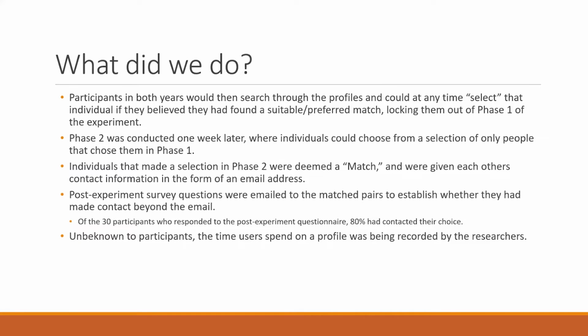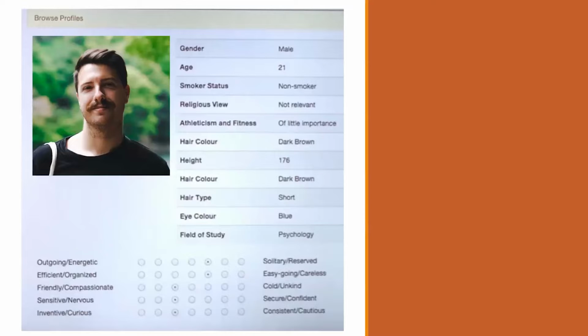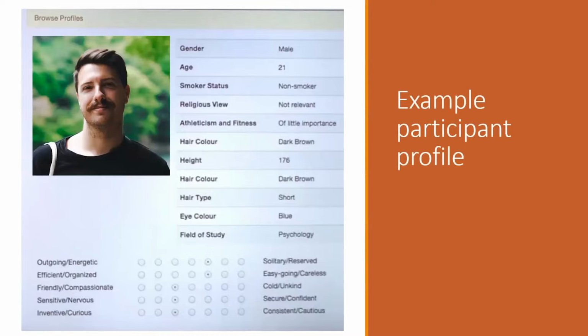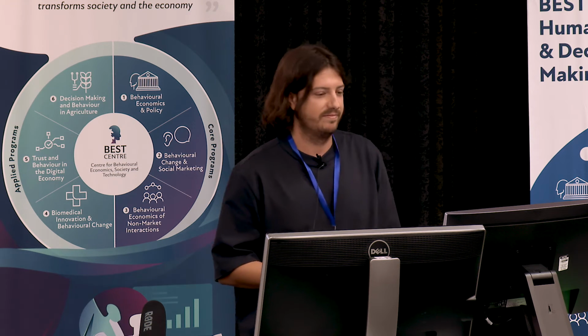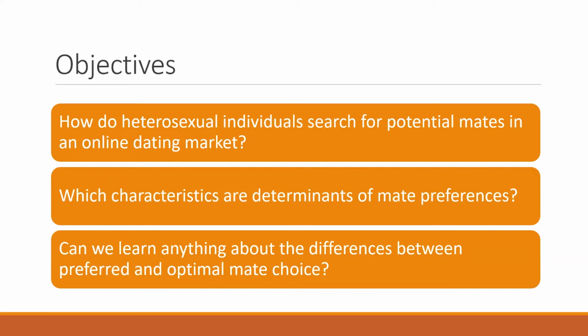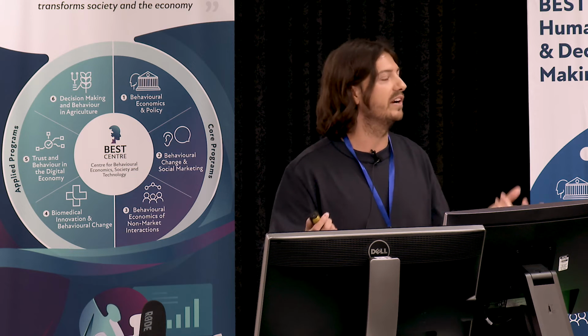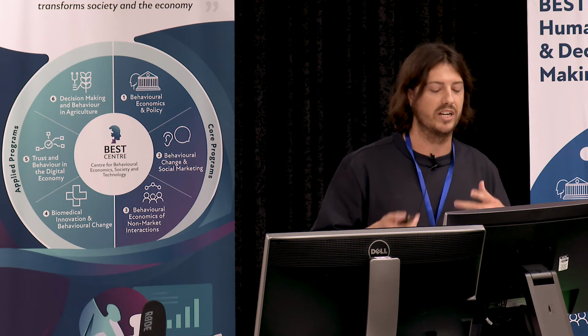Unbeknownst to the participants, the time users spend on a profile was being recorded. Here's a particularly dashing example of a profile. This was clearly a pre-PhD photo, but this is what they saw on the website. So with that, I try to answer these questions. How do heterosexual individuals search for potential mates in this online dating market? Which characteristics are determinants of mate preferences? And can we learn anything about the differences between preferred and optimal mate choice? And as I said, we use this elapsed duration variable to try to answer these questions.